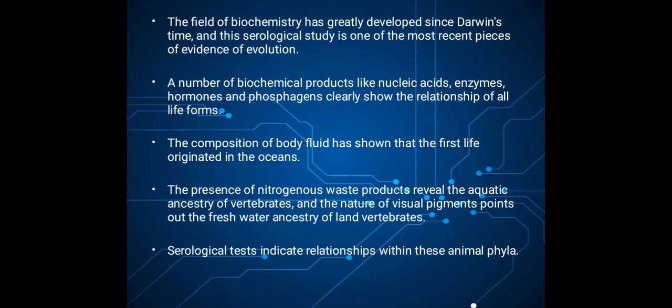The composition of body fluid has shown that the first life originated in the oceans. The presence of nitrogenous waste products revealed the aquatic ancestry of vertebrates, and the nature of visual pigments points out the freshwater ancestry of land vertebrates. Then, serological tests indicate relationships between animal phyla.